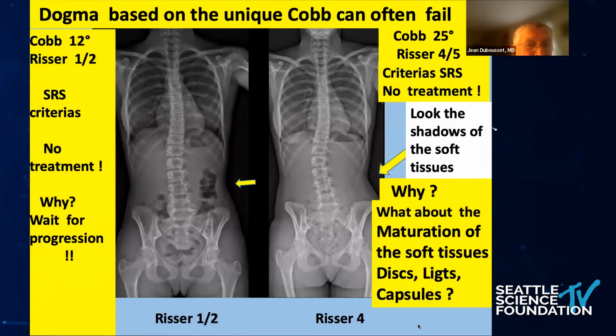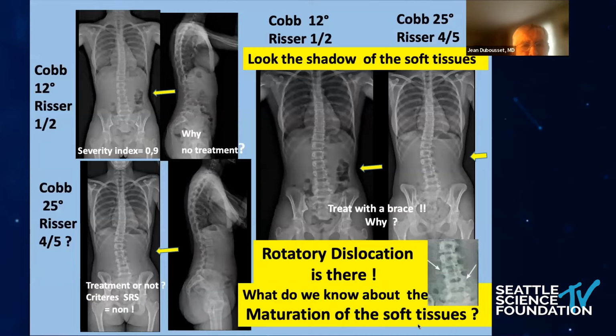For example, here, SRS criteria, you have this 12-degree curve angle, Risser 1, 2. No treatment. Why wait for progression? In this other case, the same, that has progressed, Cobb 25, Risser 4, 5, and you see, no treatment. Why? Because the maturation of the soft tissue is not known. And this is important.